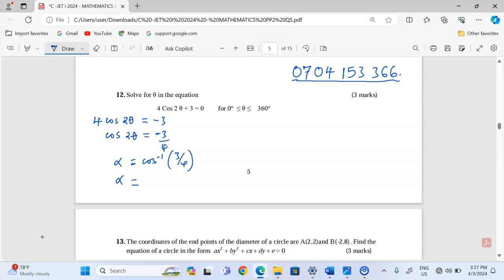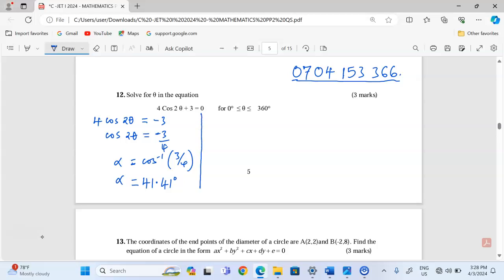So I need an acute angle, which is given by the cos inverse of 3/4, and this is going to be 41.41 degrees. Now, this is the acute angle, which is going to guide us so that we may get the angles whose cosine is provided here.